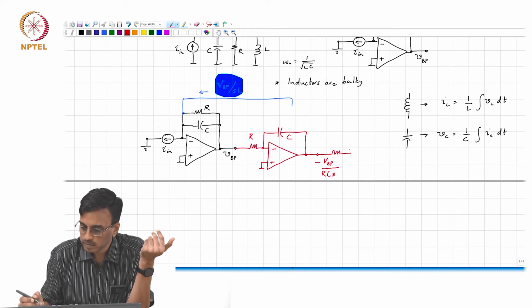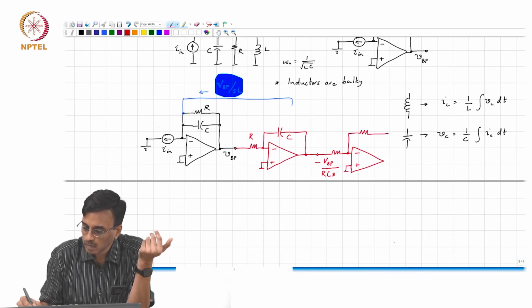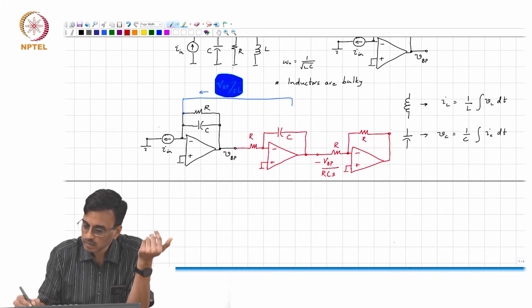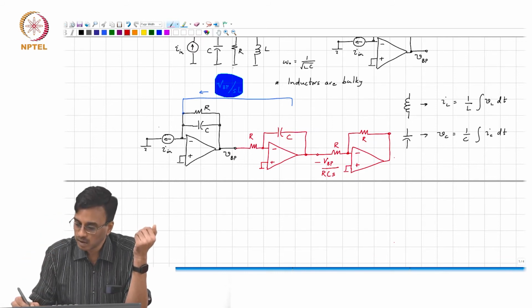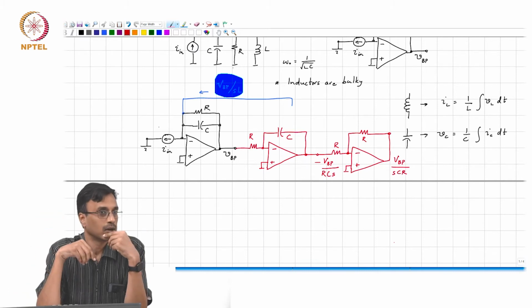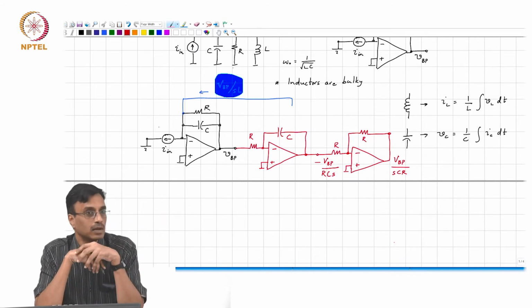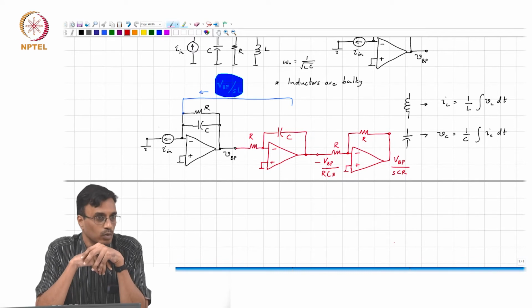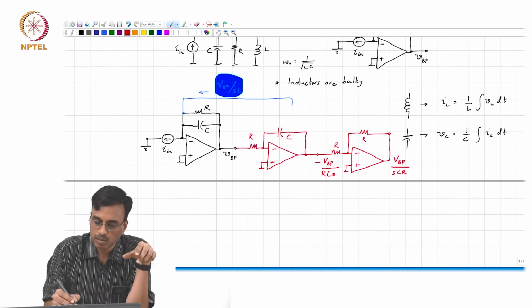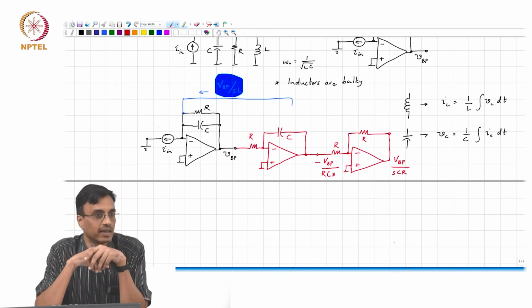Okay, well, this is R and this is R. So this is VBP over SCR. Correct? So we now have that all important VBP by S term. Correct? But we have a voltage now. We need to convert it into a current. So what do we do? We need a current which is VBP by SL.